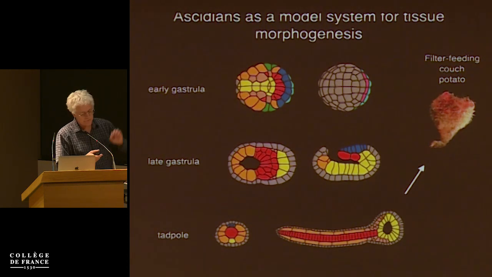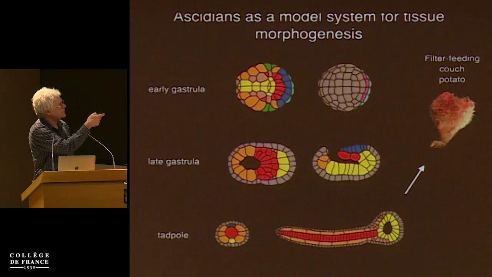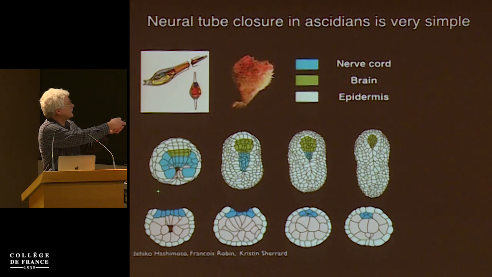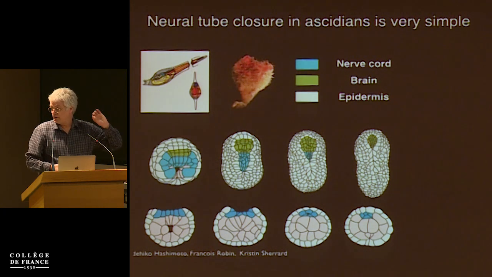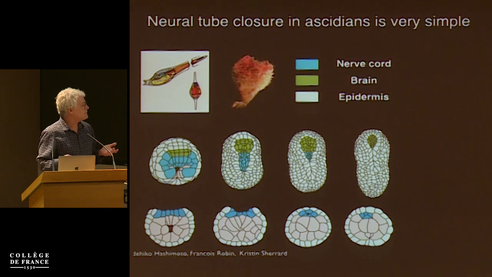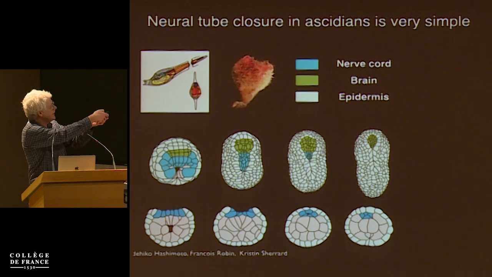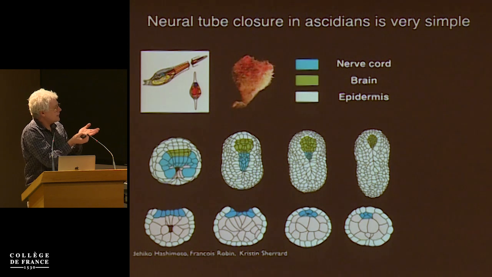So we've worked on various different aspects of morphogenesis in this system over the years. The one I want to talk to you about today, as a particular example, is neurulation. So ascidians make a neural tube with about 40 cells in about 2 hours. They do so in a way which resembles very much the way that you made a neural tube, except it took you days and days to make one, and you used many tens of thousands of cells to do it. Here it's 40 cells doing pretty much the same thing.